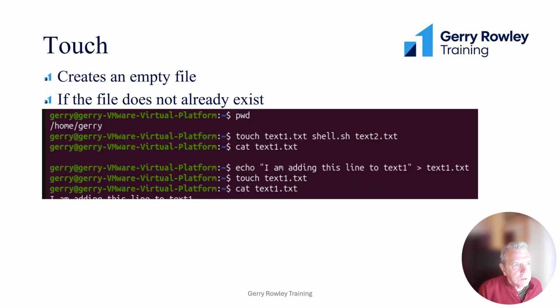Now, touch we've talked about earlier. Touch will create an empty file if it doesn't exist. If it does exist, it'll do nothing. Echo will display the text inside the inverted commas, and in this case, I'm redirecting the echo to text1.txt. So when I cat text1.txt, if I hadn't lost the screen display, it would show the text that I've added to it.